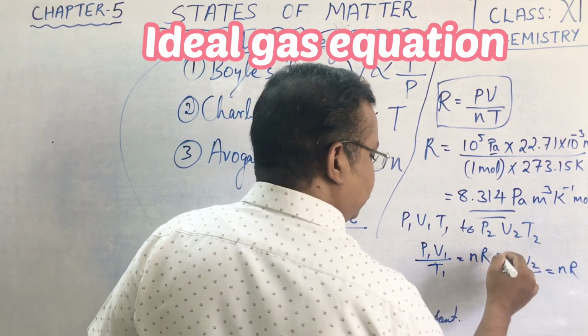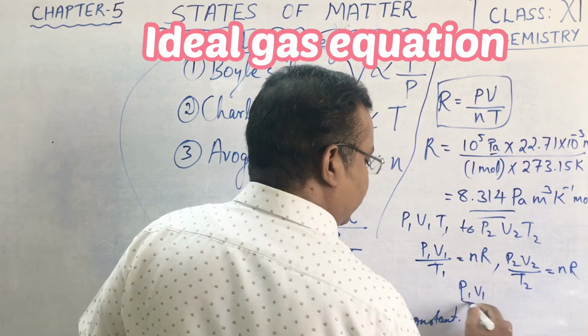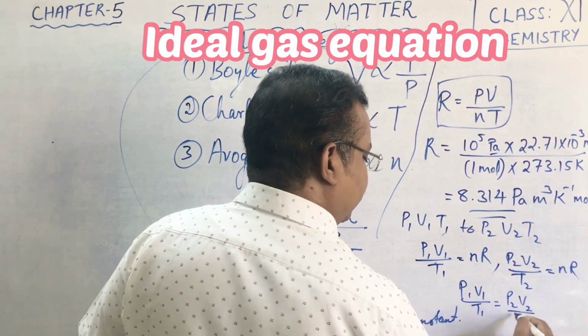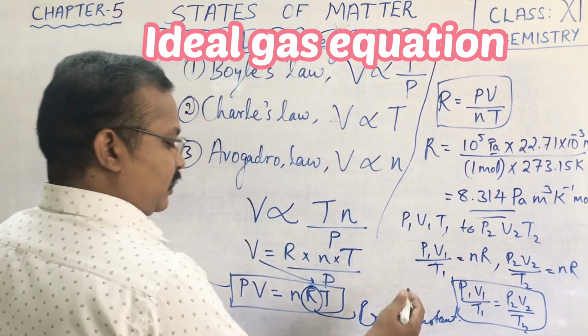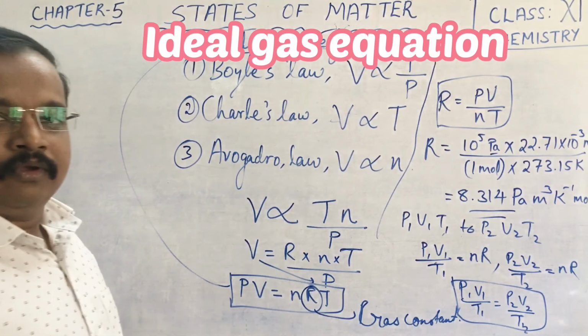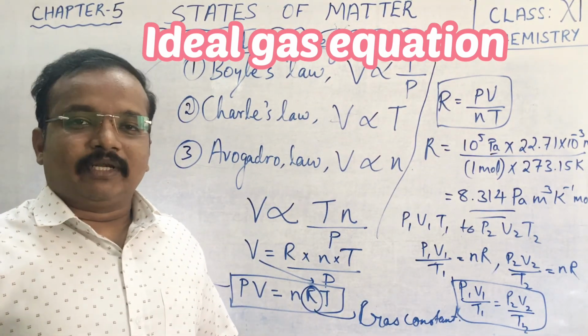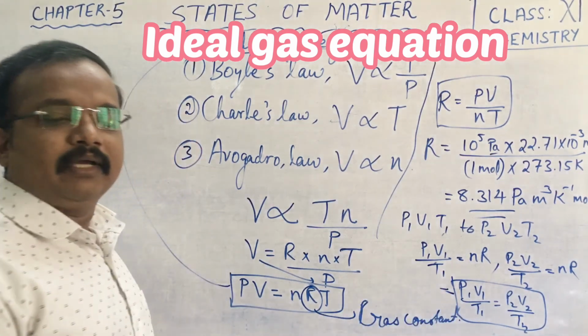So from these two, we can write together P1 V1 by T1 is equal to P2 V2 divided by T2. So this is also an equation which can be used instead of the ideal gas equation whenever we need it in numerical calculations. This equation is also known as the combined gas law.